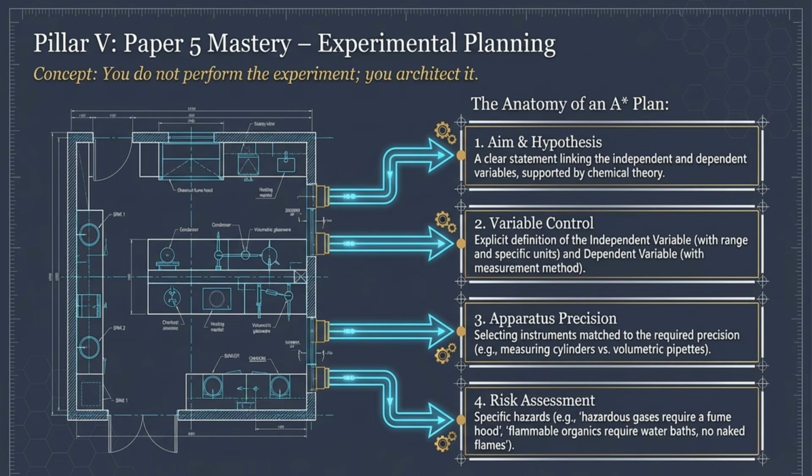Finally, Pillar 5, experimental planning. Remember, you aren't doing the lab. You are architecting it. An A plan requires 4 things: a clear hypothesis linking your variables, explicit definition of those variables with specific units and ranges, apparatus precision, choosing volumetric pipettes over measuring cylinders, and a realistic risk assessment that identifies actual hazards, like using fume hoods for hazardous gases.